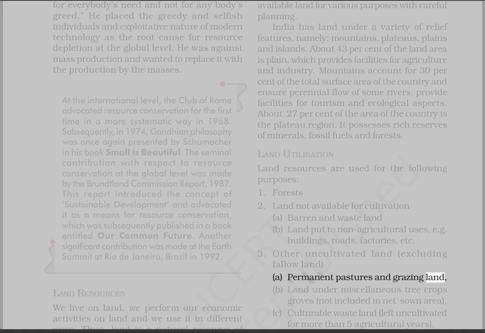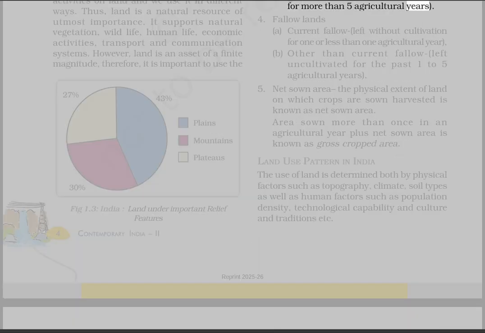Permanent pastures and grazing land. b. Land under miscellaneous tree crops and groves, not included in net sown area. c. Cultivable wasteland, left uncultivated for more than 5 agricultural years. 4. Fallow lands. a. Current fallow, left without cultivation for 1 or less than 1 agricultural year. b. Other than current fallow, left uncultivated for the past 1 to 5 agricultural years.